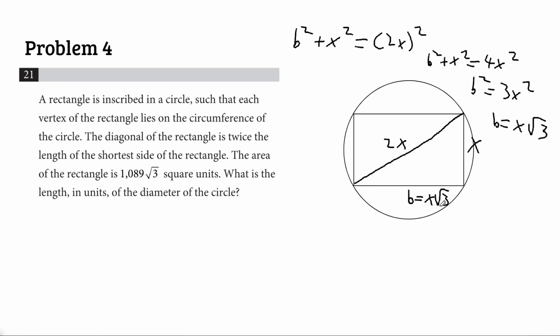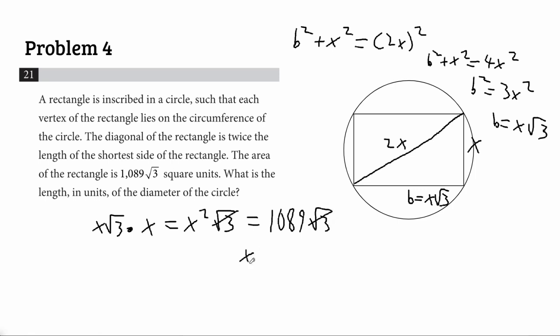Now we're told that the area of the rectangle is 1089 times the square root of 3 units. Now remember, the area of a rectangle is equal just to the length times width. So let's do x times the square root of 3 times x, and that's equal to x squared times the square root of 3. And we know that's equal to our area here, which is 1089 root 3. So let's divide root 3 from both sides, so that cancels out, and we get x squared is equal to 1089. And then if we just find the square root of both sides, we get x equals 33.